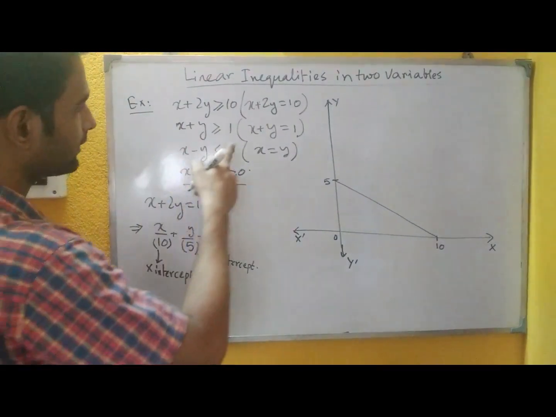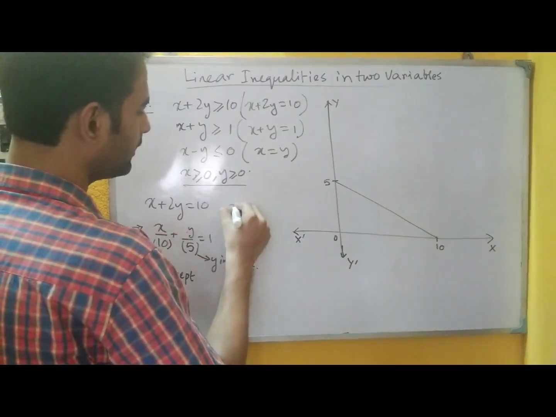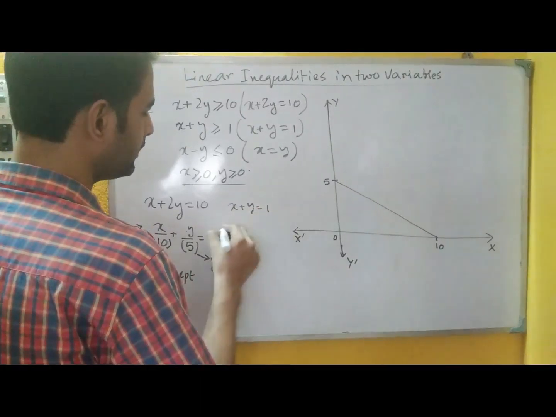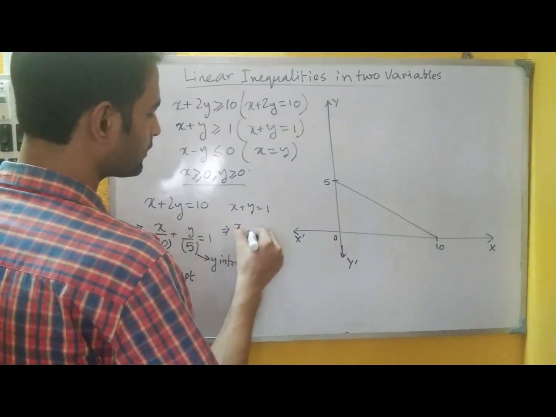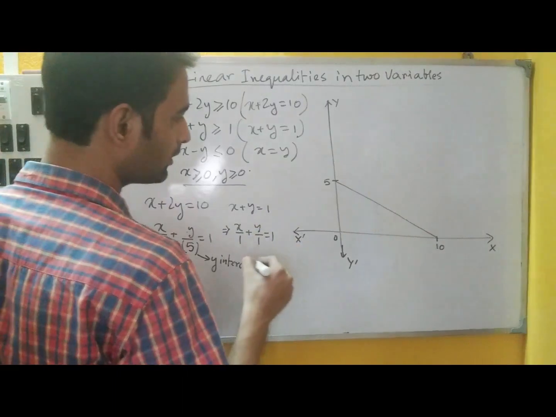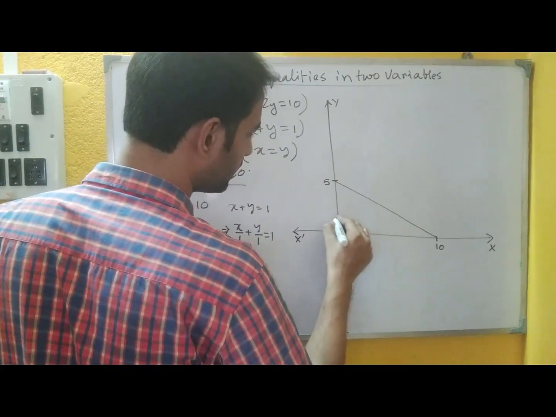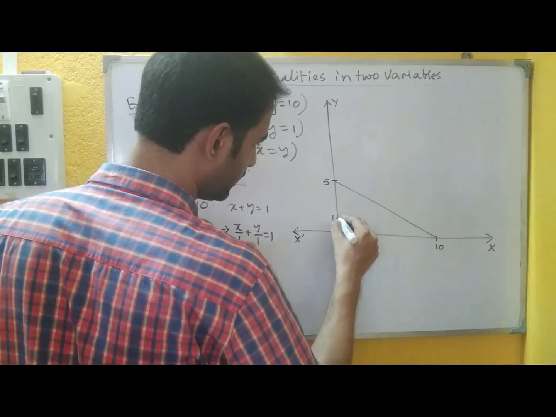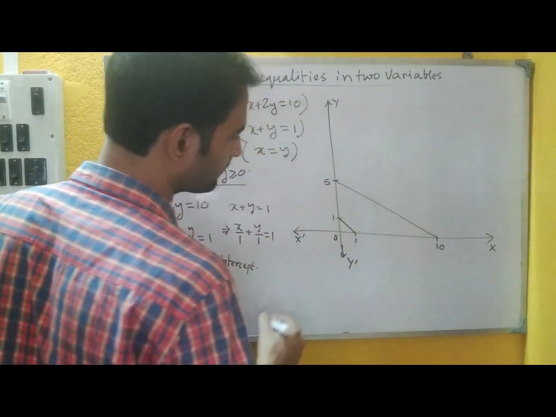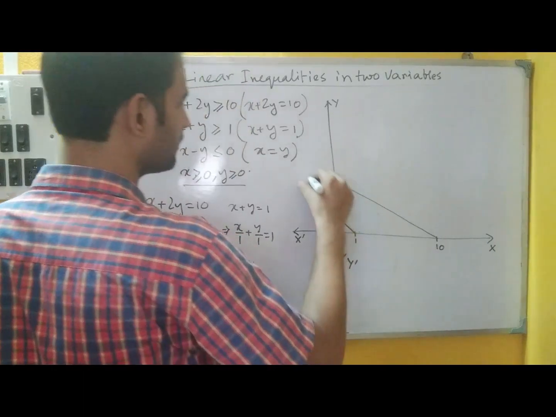Similarly, we will get the next one. Here you see x plus y equals to 1 means x by 1 plus y by 1 is equals to 1. That means we have to take 1 here in the x-intercept and 1 in the y-intercept. If you join this, we'll get a line like this. It will be here also.